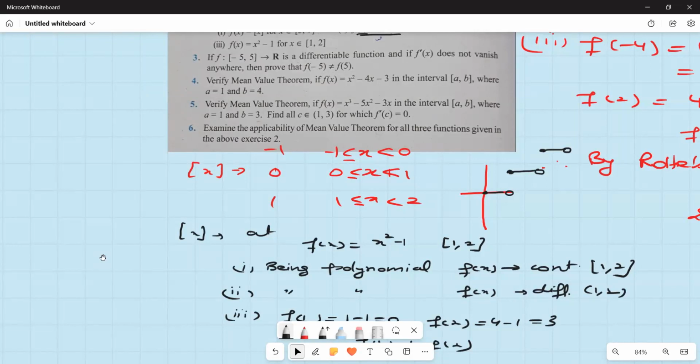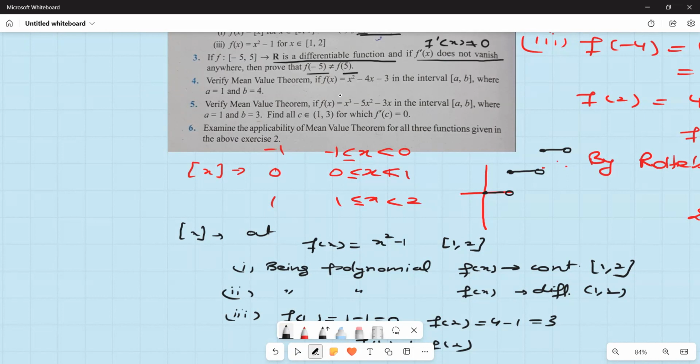Next question. Third question. f is from [-5, 5] to R and is a differentiable function. This is given to us that f is differentiable. f dash x doesn't vanish anywhere, means f dash x is not equal to 0. Then prove that f of -5 is not equal to f of 5.